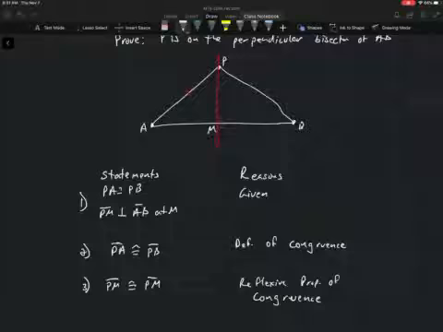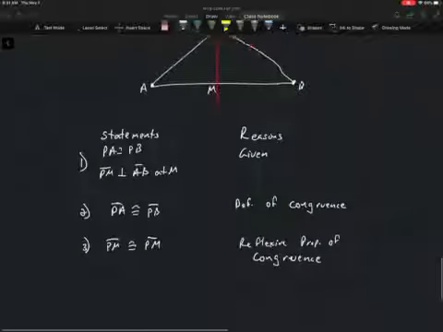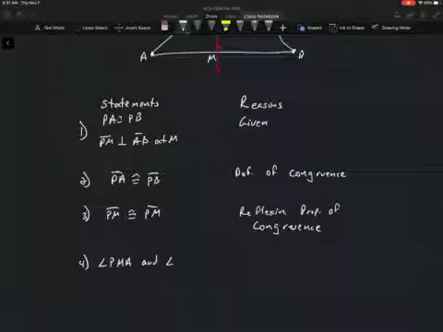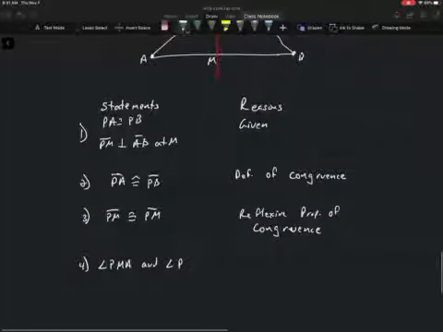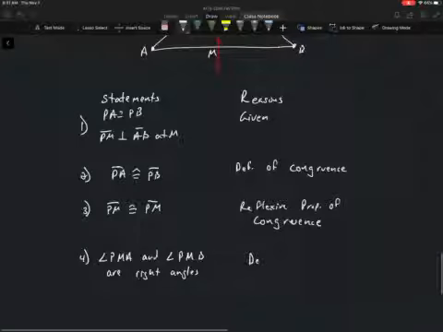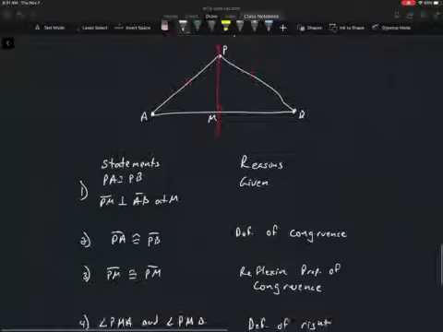And then the other thing that we can say is that, based on the diagram, angle PMA and angle PMB are right angles. And that's just the definition of a right angle, right? So that's that step there.